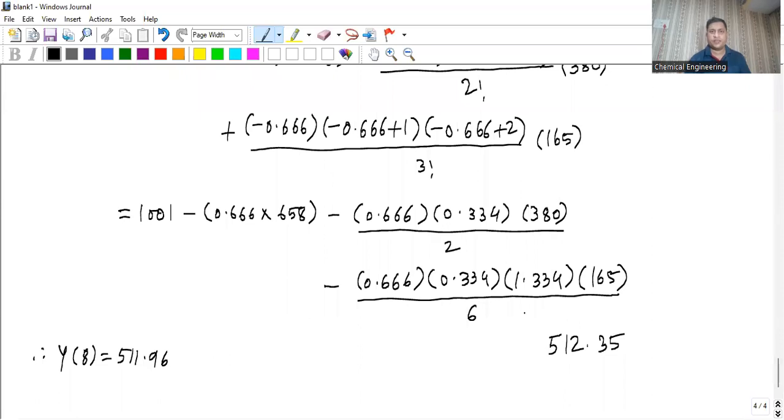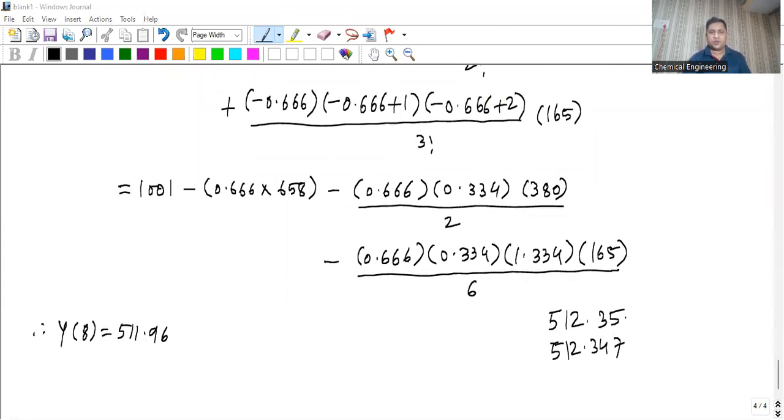512.35. Okay, is there any other value? Sir, 512.347. 512.347. Okay, so there are the three values now. Some are getting 511.96. Okay, some are getting this 512.35. These two values are nearby same.